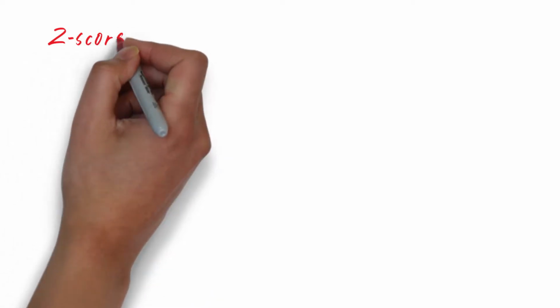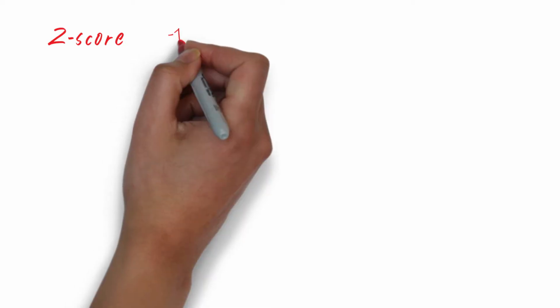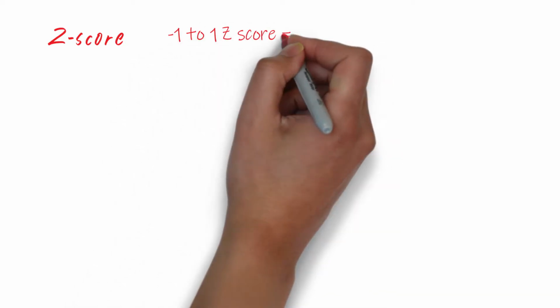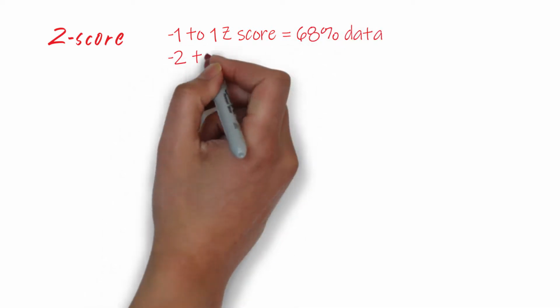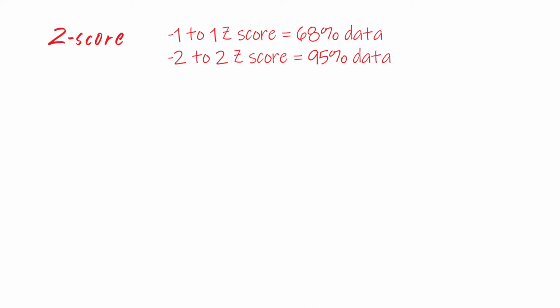So z-score. When you calculate z-score, what you are doing is basically taking raw data and standardizing it. -1 to 1 z-score holds 68% of standardized data. -2 to 2 z-score is 95% of the standardized data. Formula of z-score is data point minus mean and then divided by the standard deviation.